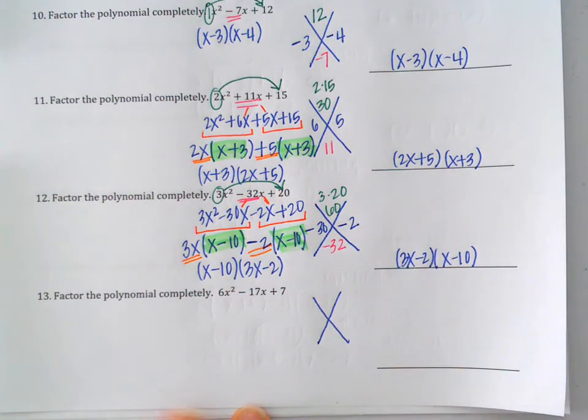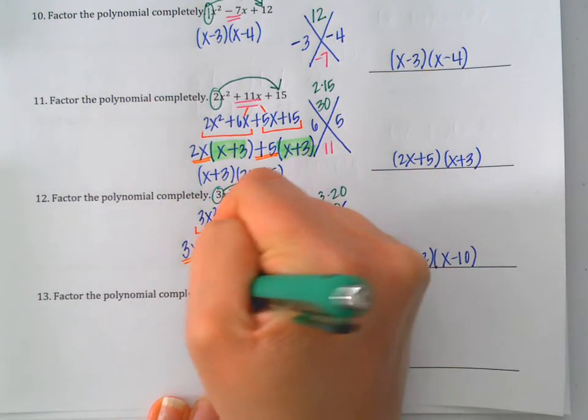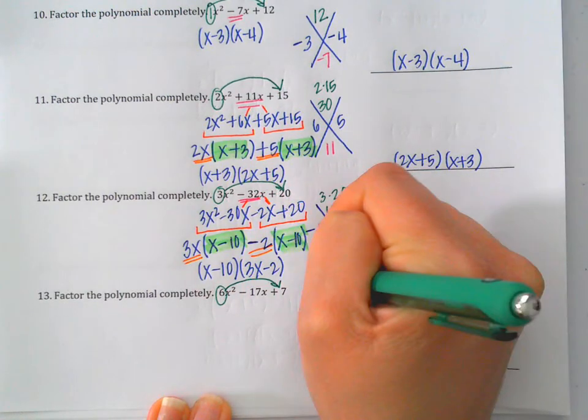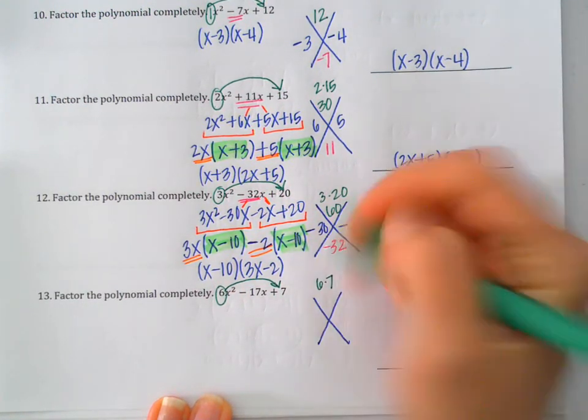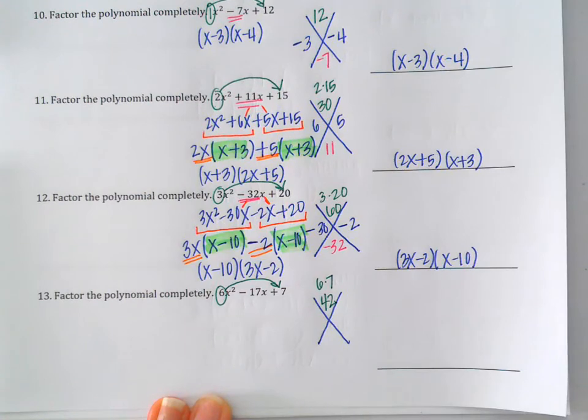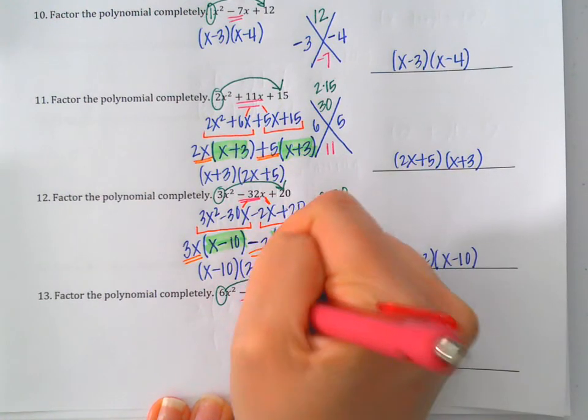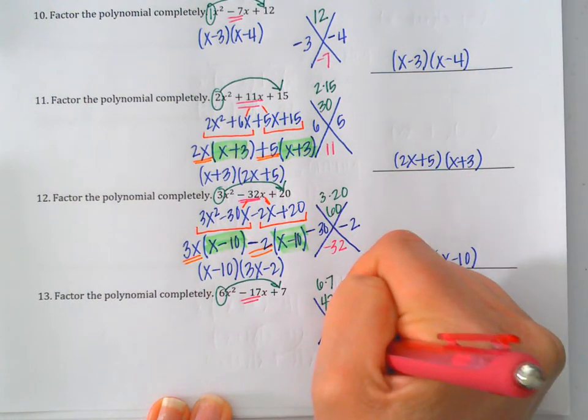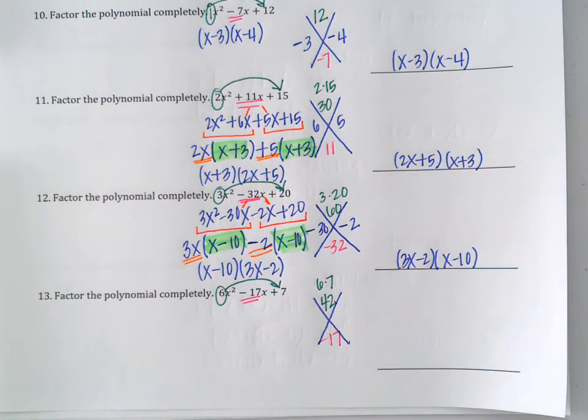So our x, we notice, okay, a isn't equal to 1. So a times 7 is 42. And then my b value is negative 17. So I'm thinking, okay, what 2 terms multiply together to get me 42 and add to get me negative 17? So again, that one's kind of like, I'm not exactly sure.